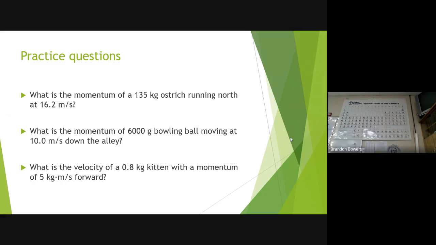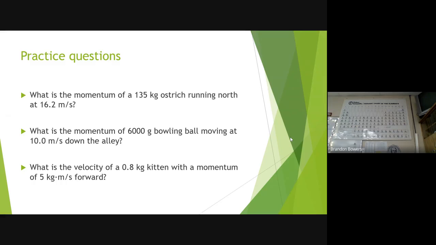So we have our equation. 5 is P. Okay, so 5 is my momentum. 0.8 is my mass. The opposite of multiply by 0.8 is divide by 0.8. So those two cancel, and I'm left with V is equal to 5 divided by 0.8. When you plug that in the calculator, you get 6.25.